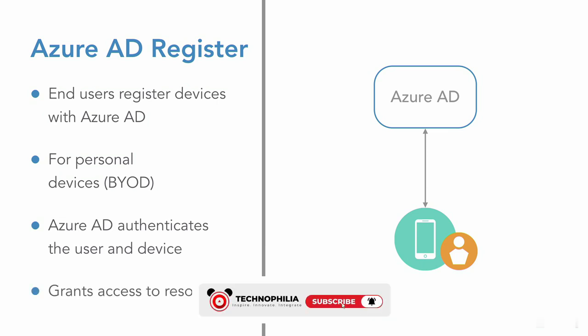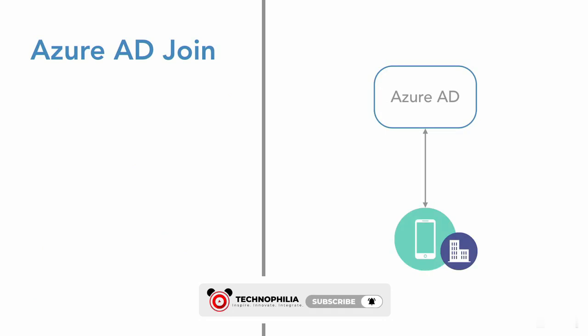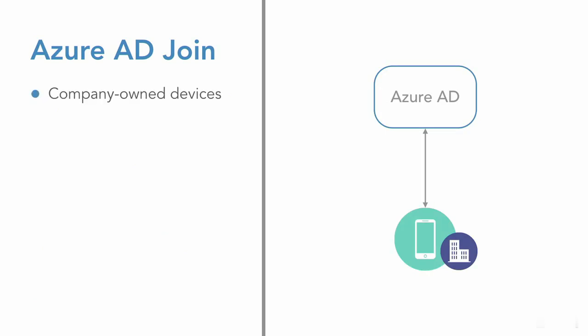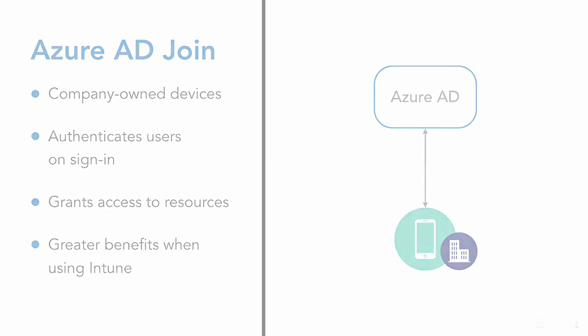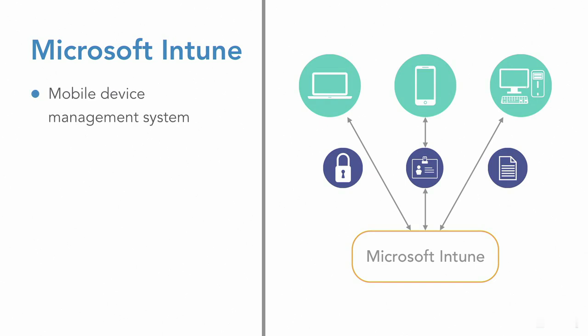The second option is where administrators can join company-owned devices to Azure AD. Joining a device allows Azure AD to authenticate the user upon sign-in and provides users with access to resources via the joined device. However, joining a device offers greater benefits over registering, for example, when combining Azure AD with Microsoft Intune for device management. Microsoft Intune is a mobile device management solution from Microsoft.